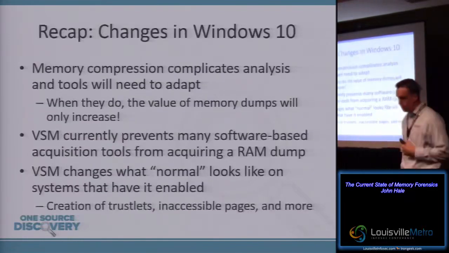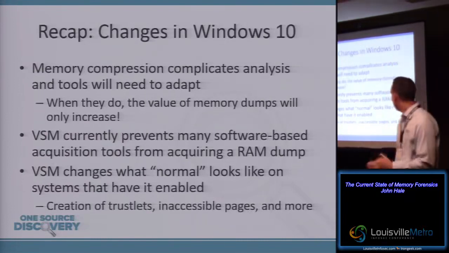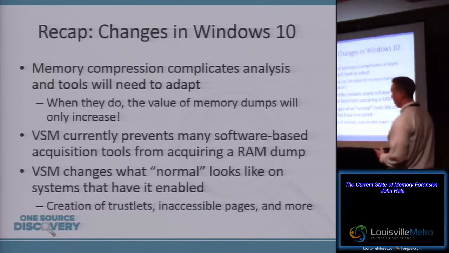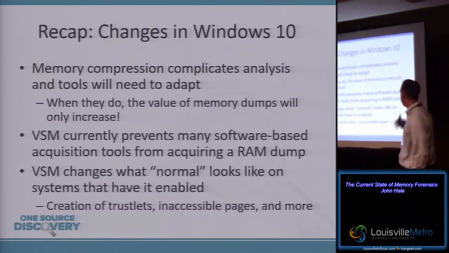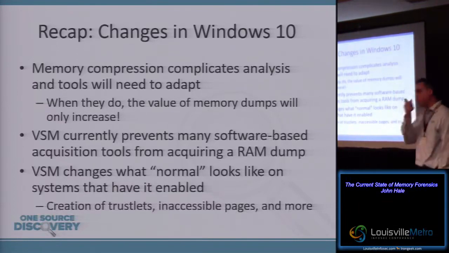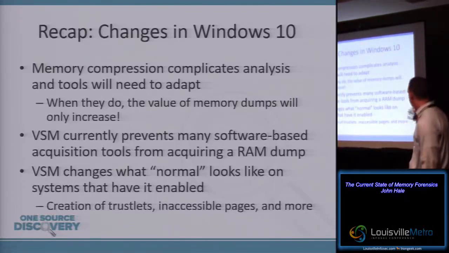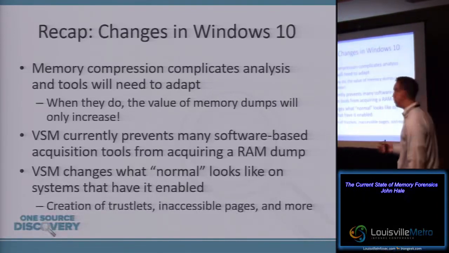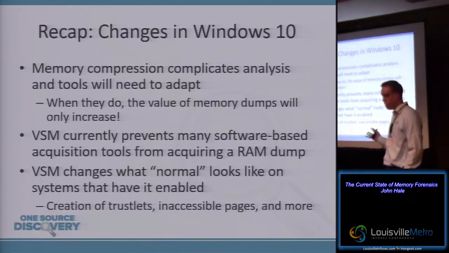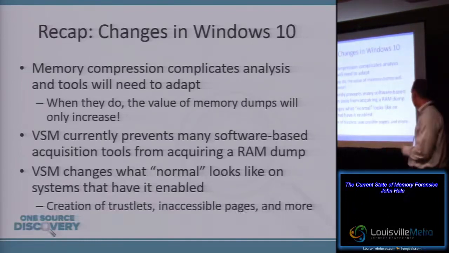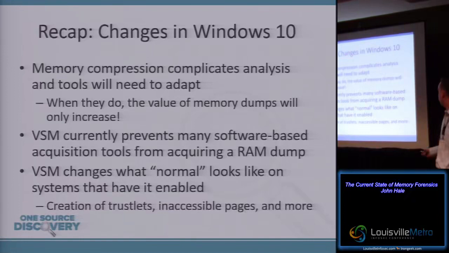So just to recap here, with changes in Windows 10, memory compression really just complicates the analysis portion. It doesn't affect the acquisition. In fact, it increases the value of our memory dump. VSM is where we encounter real problems with our memory acquisition. So again, most of our software tools at this point will crash the system when you try to run them. VSM does change what normal looks like on a system, so we do have that change in the analysis, but that's really about it from the analysis standpoint.